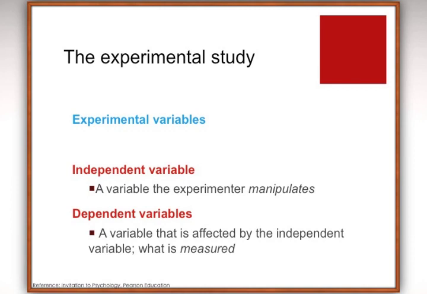There are two types of experimental variables. The independent variable is the variable that the experimenter manipulates. The dependent variable is a variable that is affected by the independent variable. It refers to what is measured.